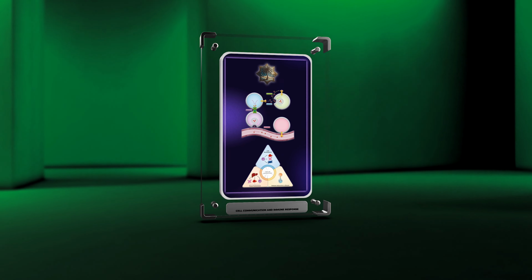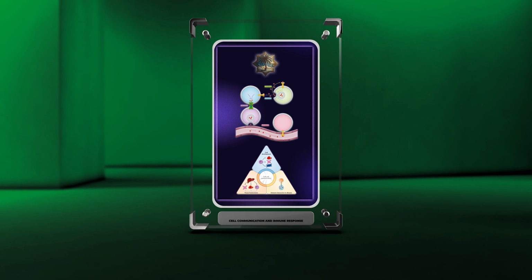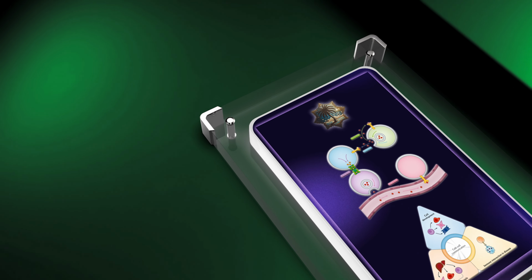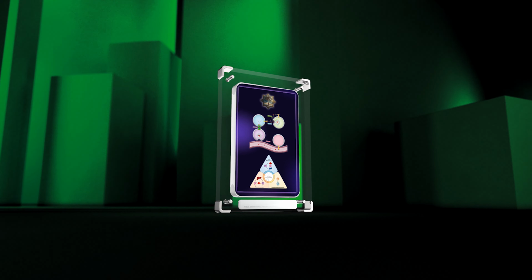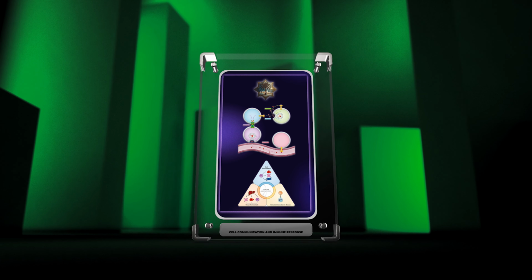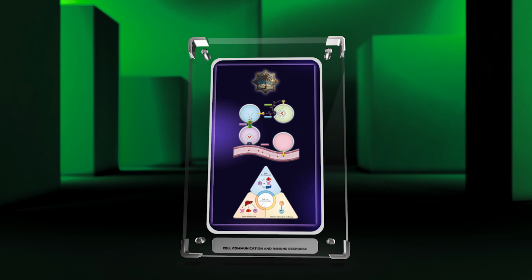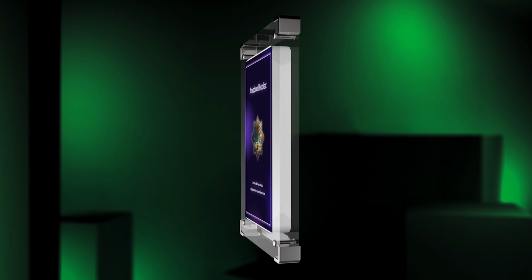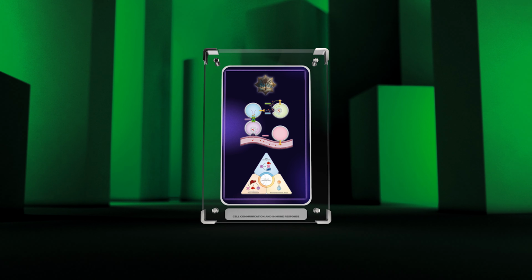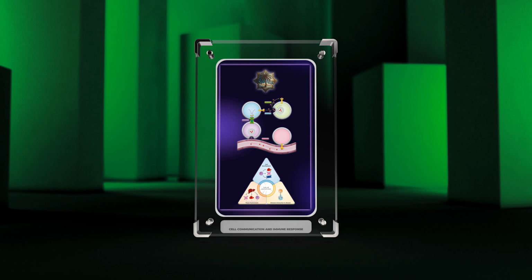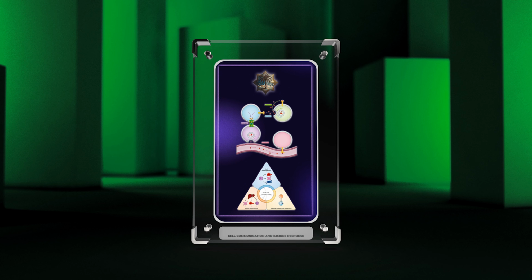Welcome to today's lecture on cell communication and immune response. In this session, we will dive into the fascinating world of cell signaling and the complex mechanisms of the immune system. Our exploration will cover various topics, ranging from G-protein coupled receptors, GPCRs, to the immunogenicity of therapeutic antibodies. So, let's begin our journey into the intricate world of cell biology.